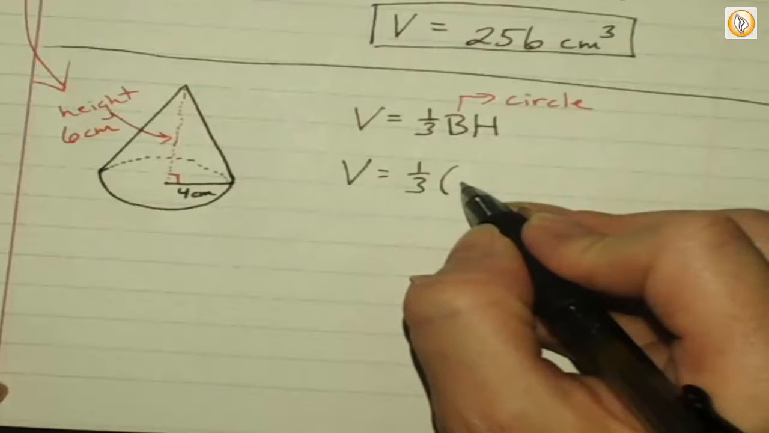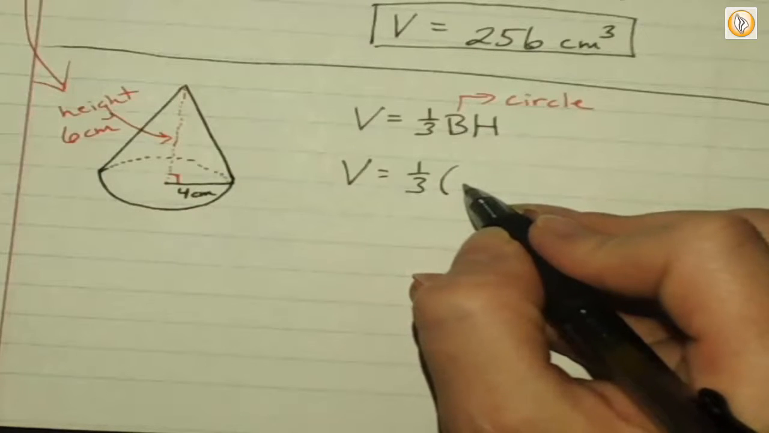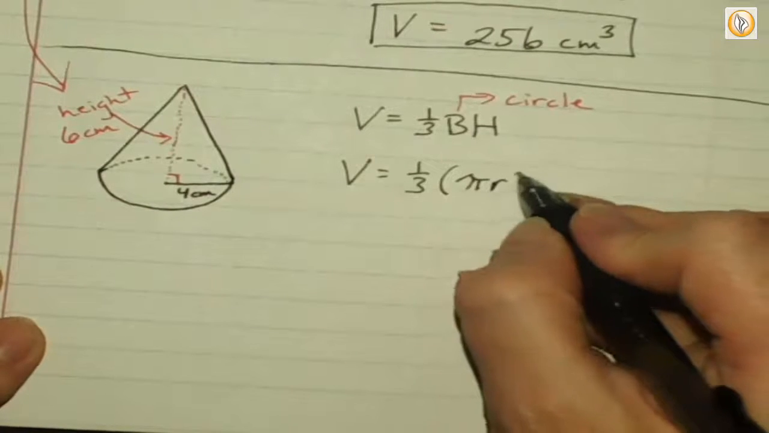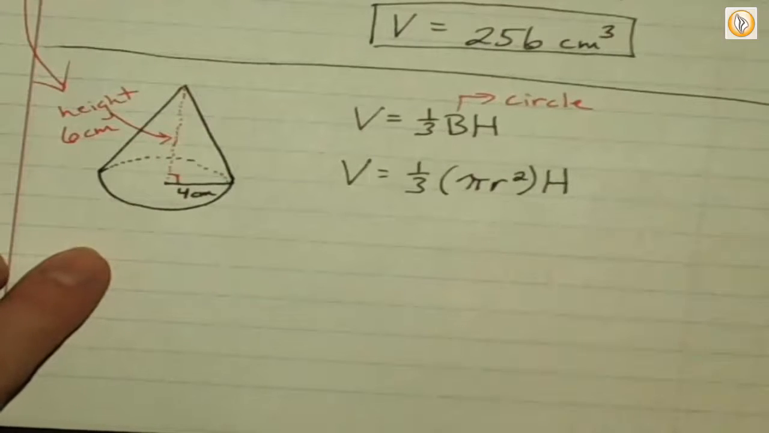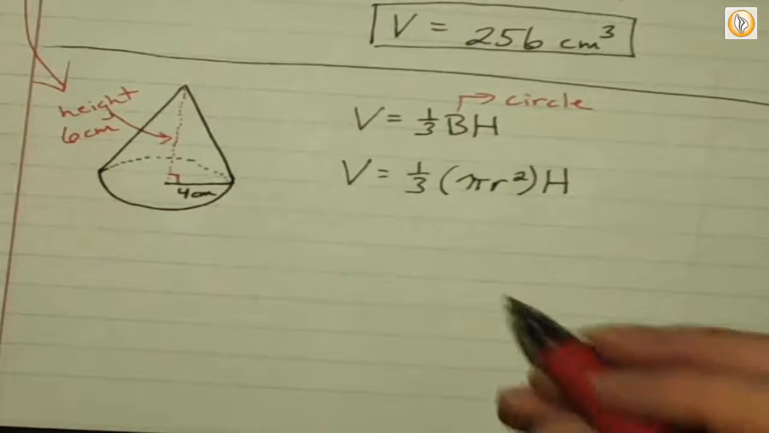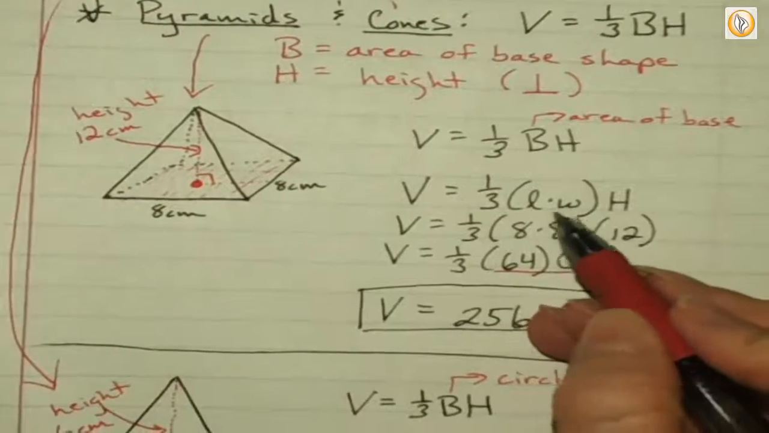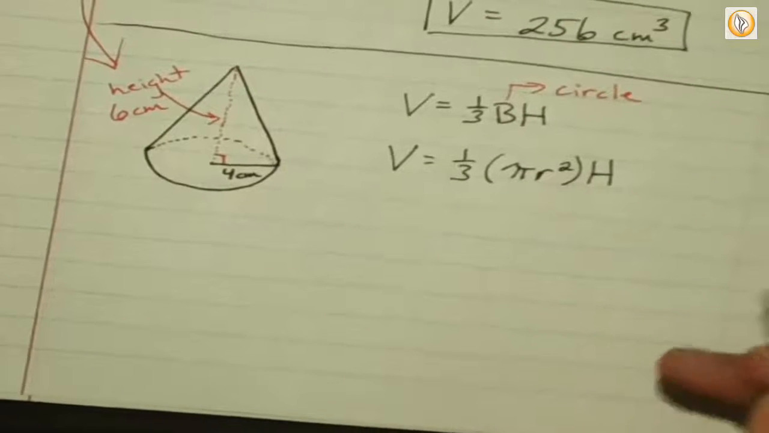The area of a circle. Yeah, the formula. Pi r squared. Look at you go. And this is a Monday. And then times the height. Okay, so you notice a difference. Pyramid, you're going to be using length times width. Cone, you're using pi r squared.